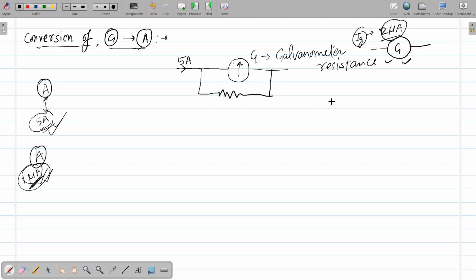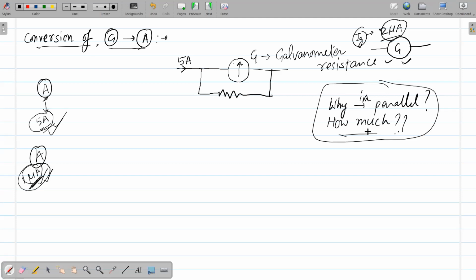Now here we may be having some problem with this, that sir, why are you connecting some resistance in parallel? Why in parallel? So this question may be in your mind with respect to this situation. Second thing, if you get this answer, why in parallel, then you might be asking what value of resistance then, right? So let's try to find answers to these questions.